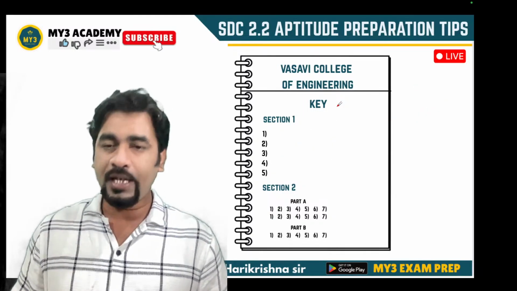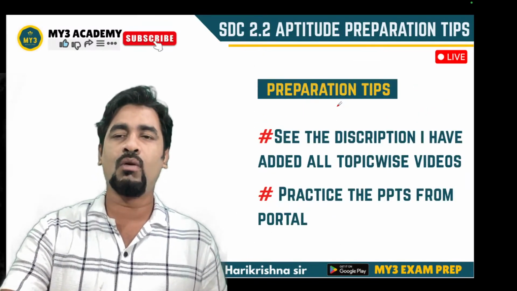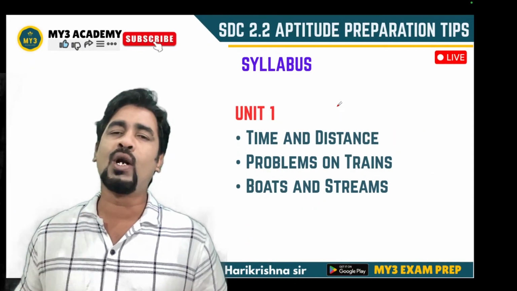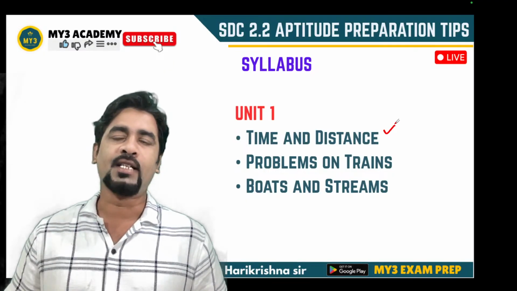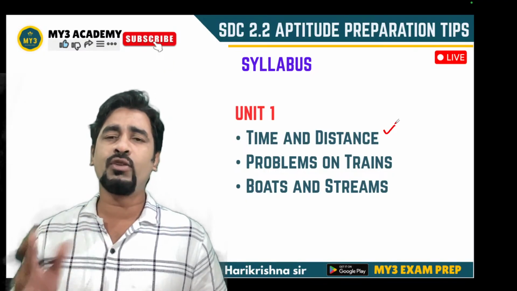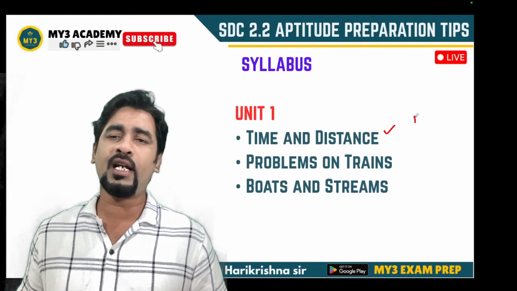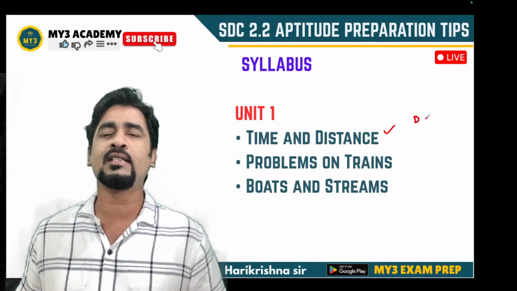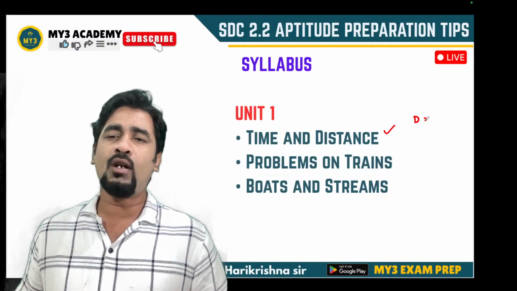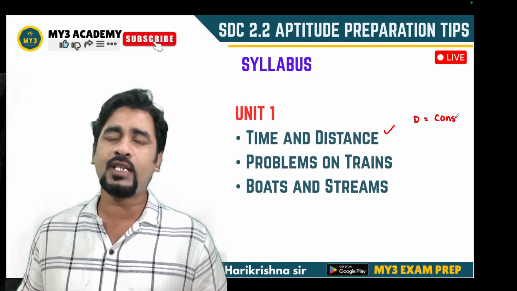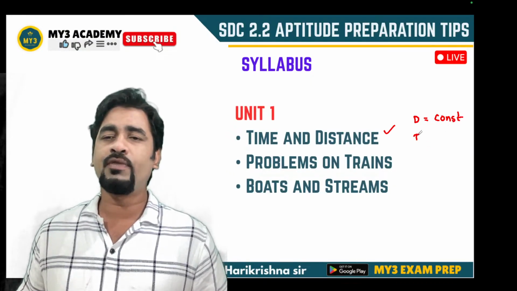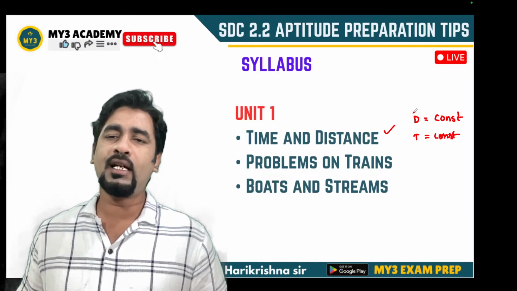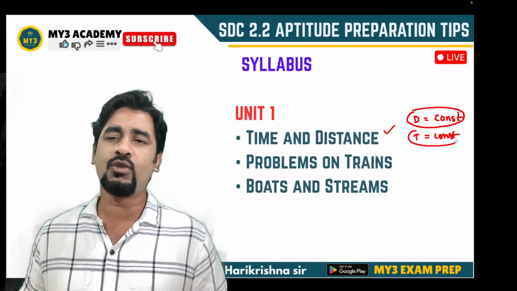The models which you need to cover from these topics: let me give you an idea. From time and distance, you can cover questions related to conversions, kilometer per hour to meter per second, and asking you to find distance, speed or time. That is one model. The next is questions related to distance constant, time constant, and speed constant. Majorly, you can focus on time constant and distance constant questions.